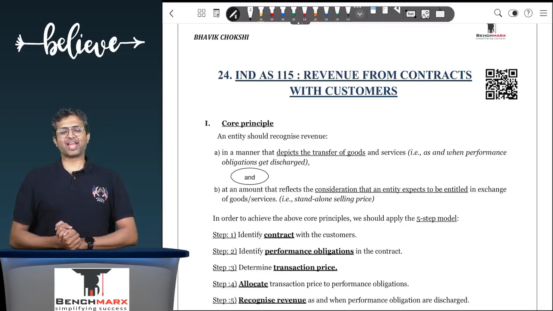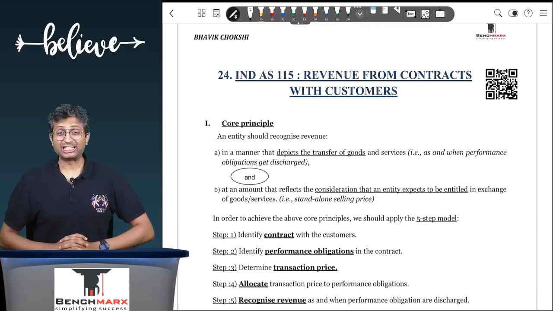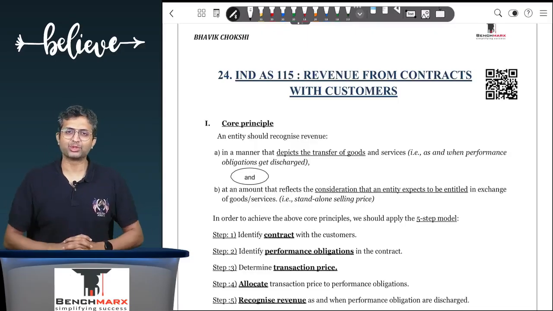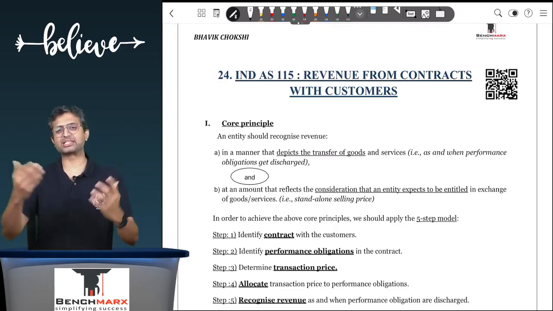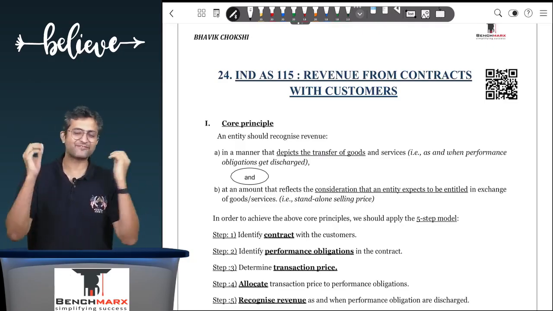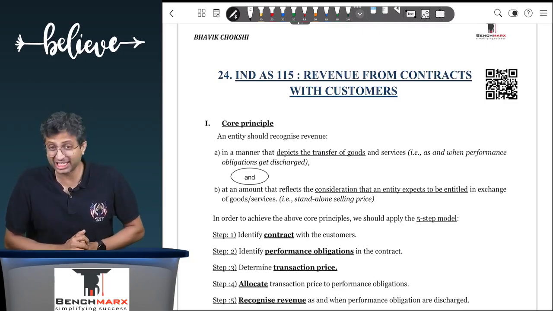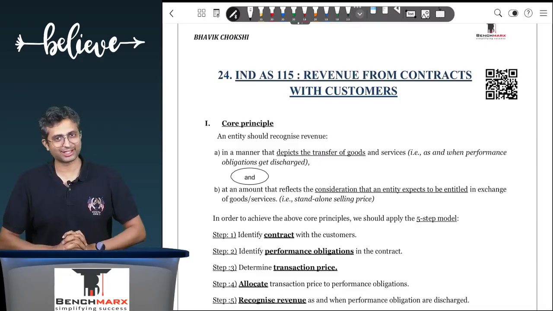Hello everyone and welcome to the concept revision for Ind AS 115. This is a very important standard and I would say it's an examiner as well as interviewer's favorite. In almost every accounts, finance and audit interview, you will in all likelihood be tested for Ind AS 115, and so is the case with almost every exam question.